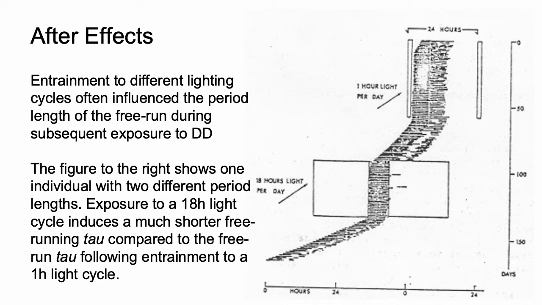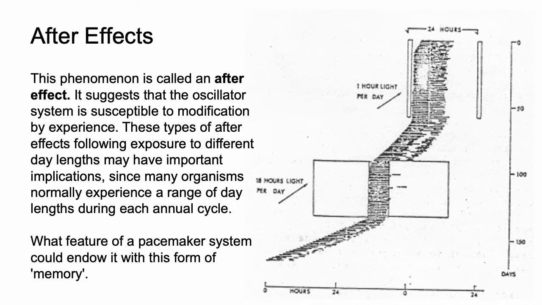So this light exposure has these after effects. It seems to be influencing the length of tau. Right, so this is called an after effect because it persists. And it suggests that the oscillator system is susceptible to modification by previous experience. These types of after effects following exposure to different day lengths may have important implications. Right? Because many organisms normally experience a range of day lengths during each annual cycle.